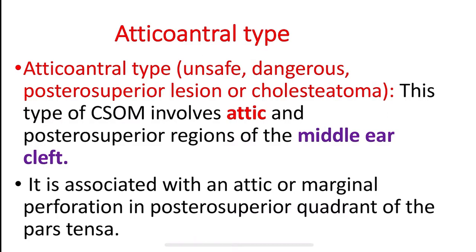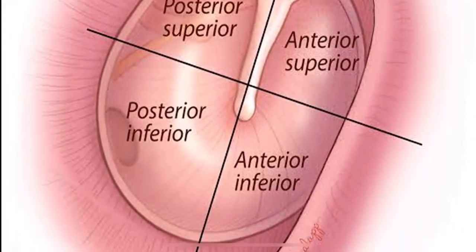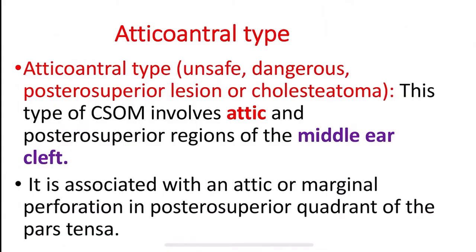Now we move on to the next type, which is Attico-antral type. Attico-antral type, it is an unsafe, dangerous, posterior superior lesion or cholesteatoma. This type of chronic suppurative otitis media will involve the attic and also the posterior superior region of the middle ear cleft. So guys, we saw that in the anterior inferior type. Now this is in the posterior superior type.